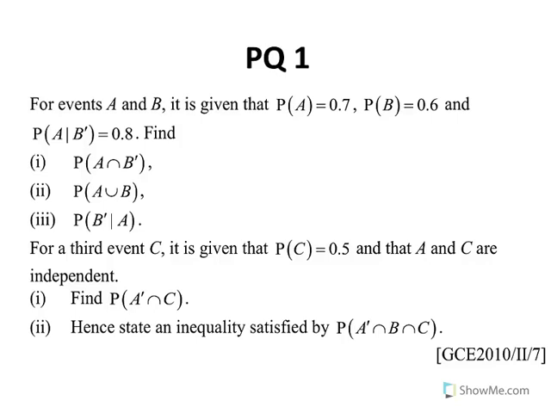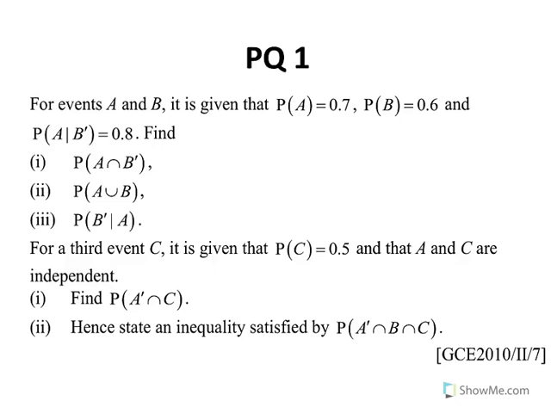For the events A and B, it is given that the probability of A is equal to 0.7, the probability of B is equal to 0.6, and the probability of A given B prime is equal to 0.8. Find the probability of A intersect with B prime.